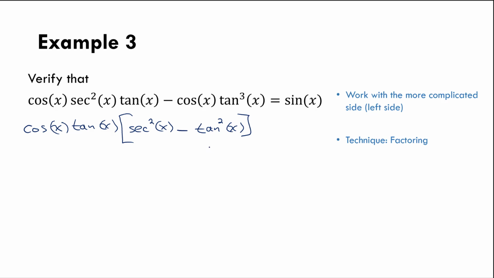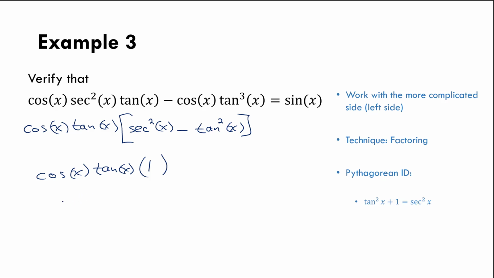And when I do that, we're going to use our Pythagorean identity that says tangent squared of x plus 1 is equal to secant squared of x. So when I solve this for 1, I get secant squared x minus tangent squared x, which is what we have right here. So this whole bracket is going to simplify to just 1. And then I'm going to have cosine of x times tangent of x, which is what we factored out earlier.